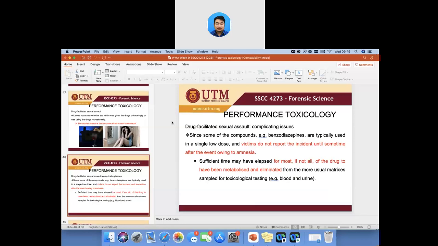One of the issues where, after a few days of being assaulted, you suddenly remember that you have been assaulted. But when you go to report it and they collect your blood or your urine, because some time has elapsed, maybe 1 or 2 days, the drug has been metabolized and excreted from your body. So this is one of the complicating issues.